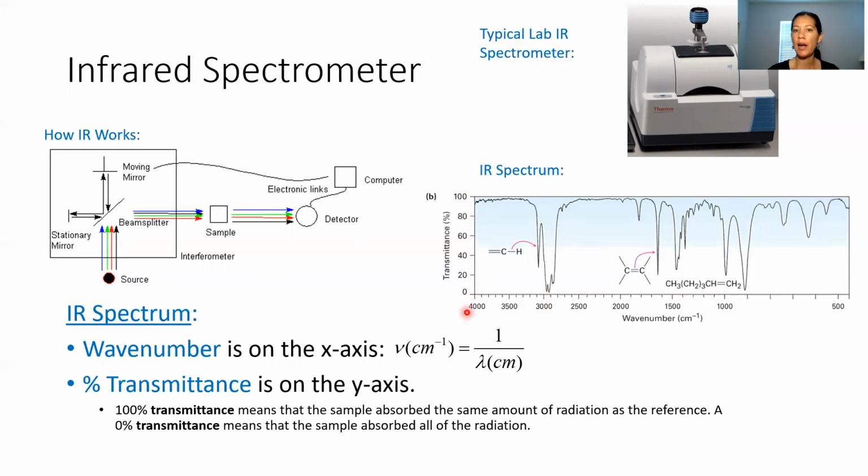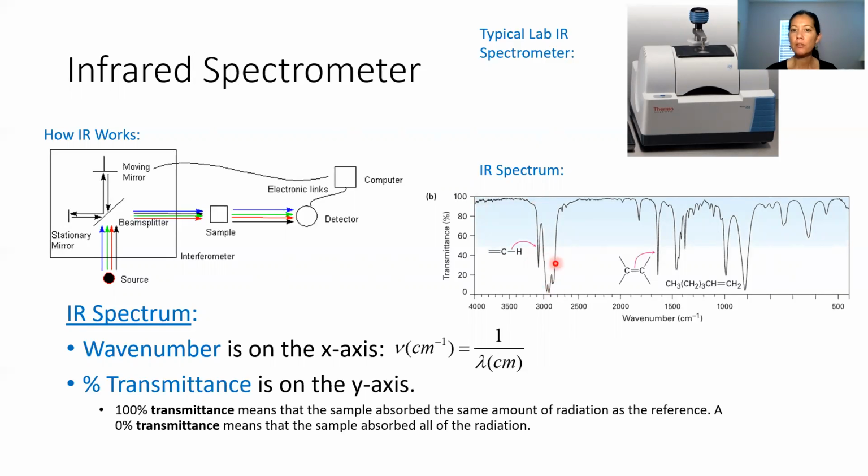So here's our IR spectrum. On the y-axis, we have percent transmittance. On the x-axis, the wave number, which is 1 over lambda. Lambda is the wavelength. And percent transmittance is basically a way for you to visualize. If you're at the top at 100, that basically says the molecule's not absorbing anything different than what your reference sample is absorbing. So it's basically nothing's happening.